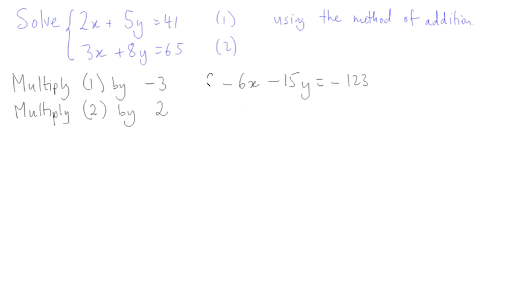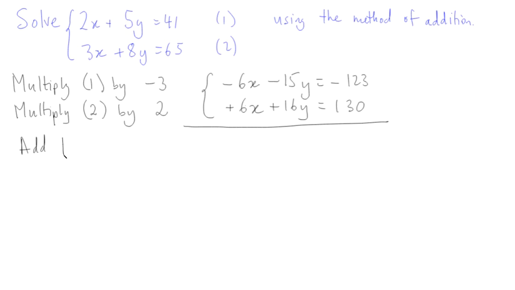Let's multiply the second equation by 2. I get 3x times 2, which is 6x, plus 8y times 2, which is plus 16y, and then 65 times 2 is 130. Just make that a bit clearer. Now, after this multiplication, you can see that I have a minus 6x here and a plus 6x here, which will exactly cancel. So now I will add left hand sides and right hand sides respectively.